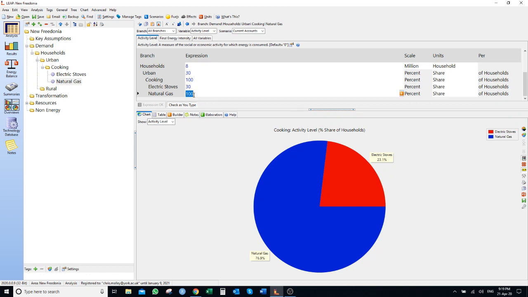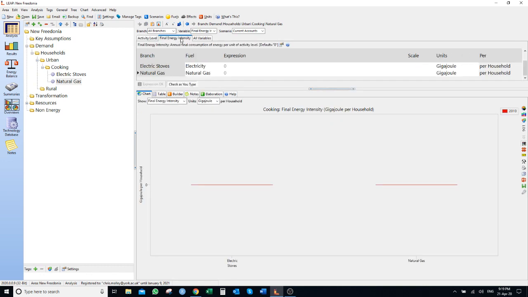And I'm told that each household only has one type of stove, so they have to add up to 100%. This is my activity level. I've broken down my 8 million households, 30% in urban areas, 100% do some form of cooking, 30% of those households have electric stoves, the rest use natural gas. So I know how many households use electric stoves or natural gas stoves.